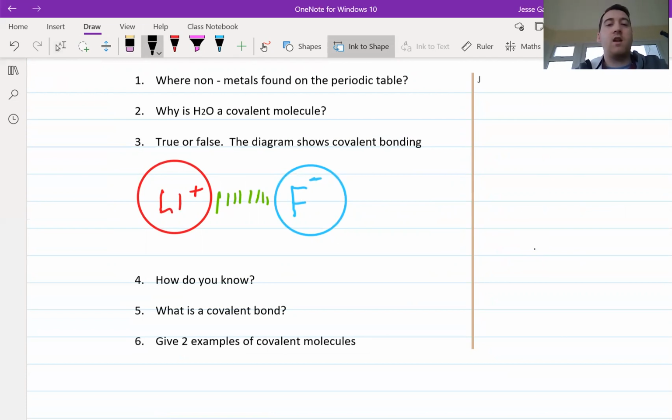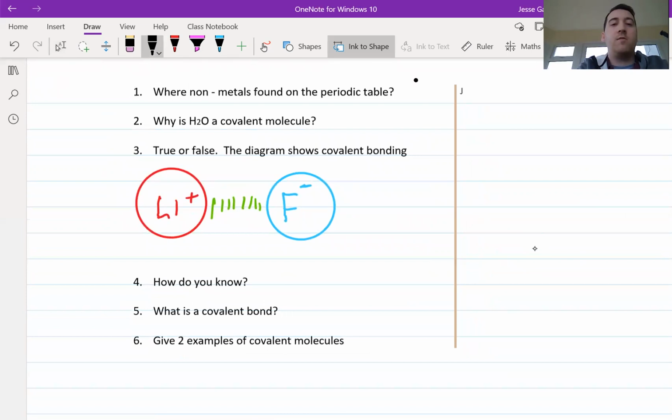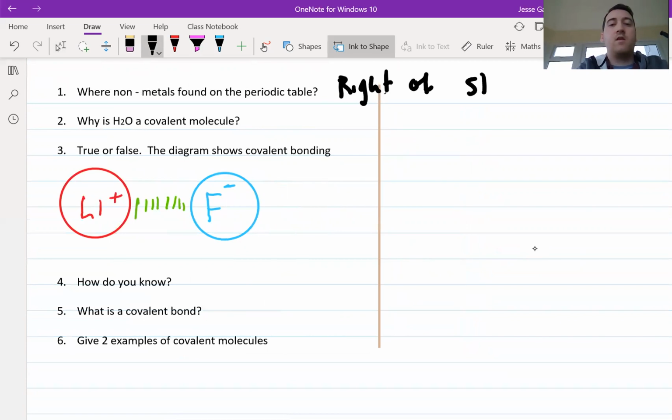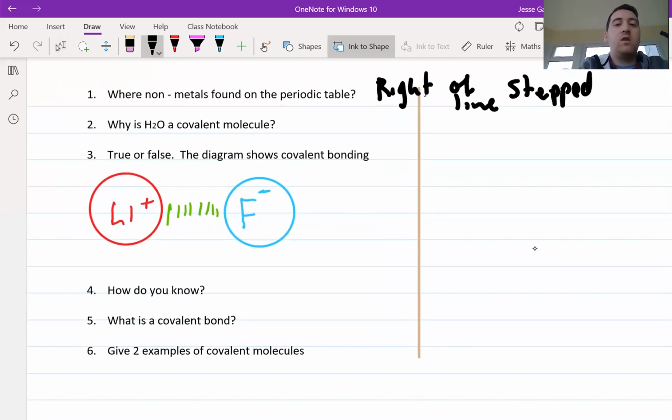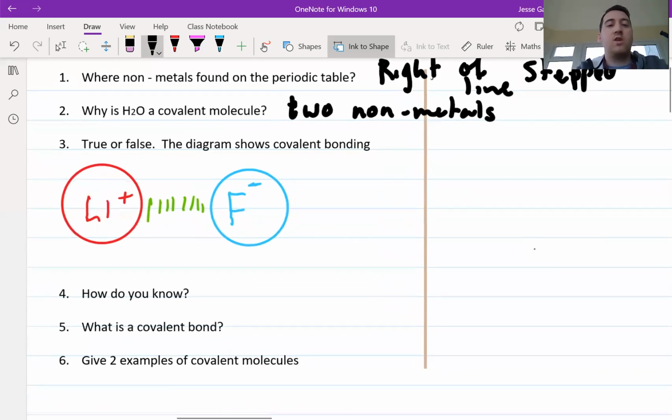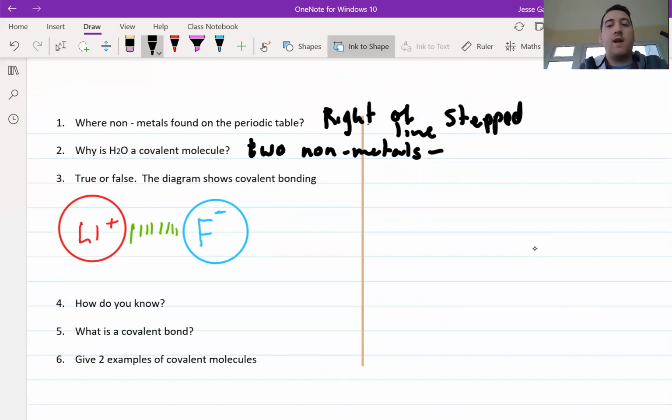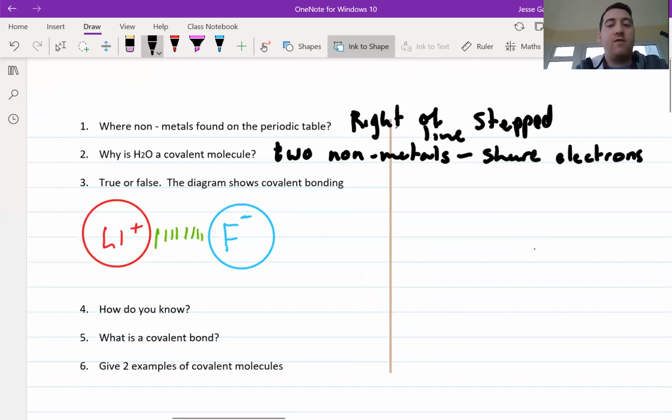Number 1, where are the non-metals found on the periodic table? And you're going to mention to the right of the step line. To the right of the step line. Well done if you got that right. Why is H2O a covalent molecule? Well, it's got 2 non-metals. So it's definitely a covalent molecule. They are going to share electrons. So when they've got 2 non-metals, they share electrons instead of transferring electrons like we saw for ionic bonding.